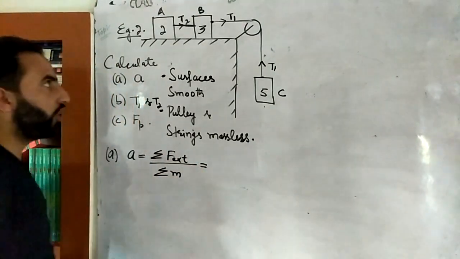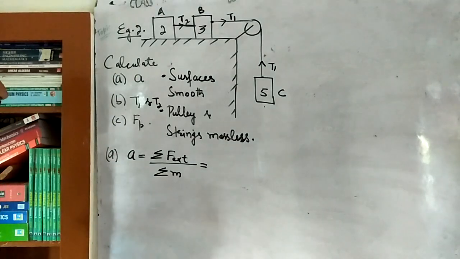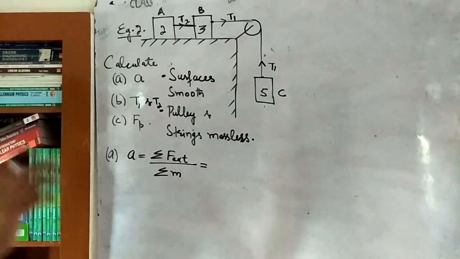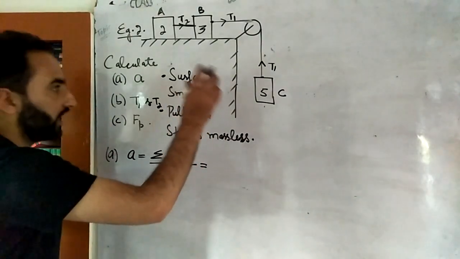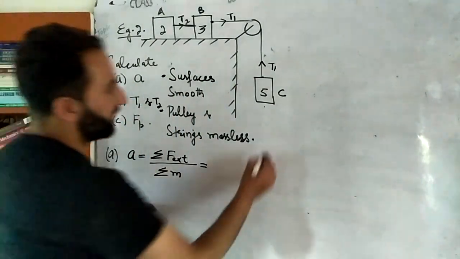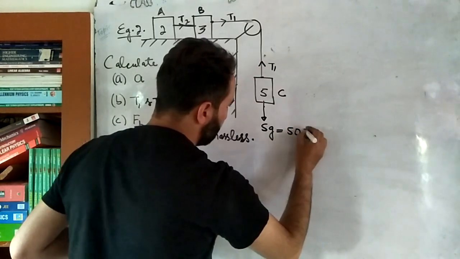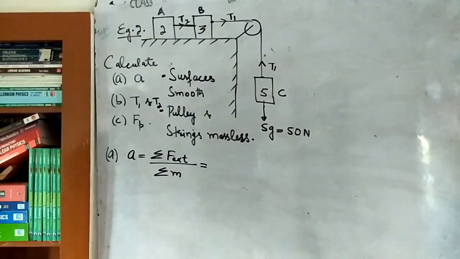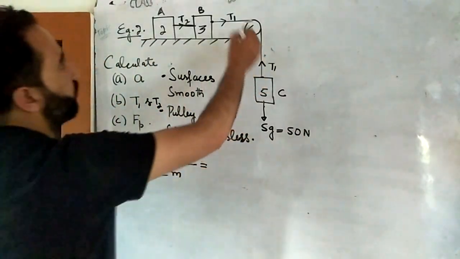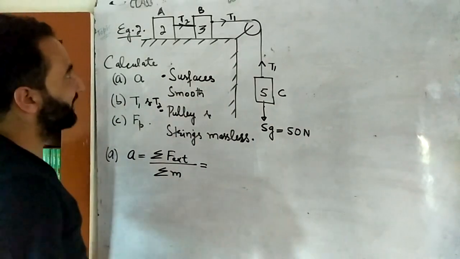Okay, na beta? And how many driving forces are here which are responsible for accelerating the system? Answer is only one, and that's the weight of block C. So in the downward direction there is weight, and that's equal to 5 multiplied by g, that is simply 50 Newton. And this 50 Newton is responsible for acceleration. T1, being an internal force, doesn't create acceleration.